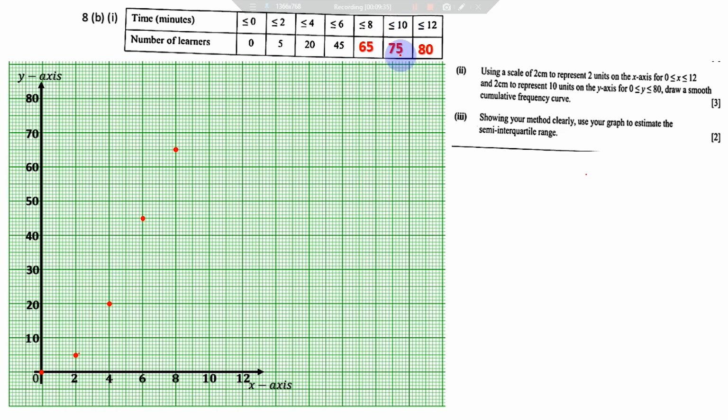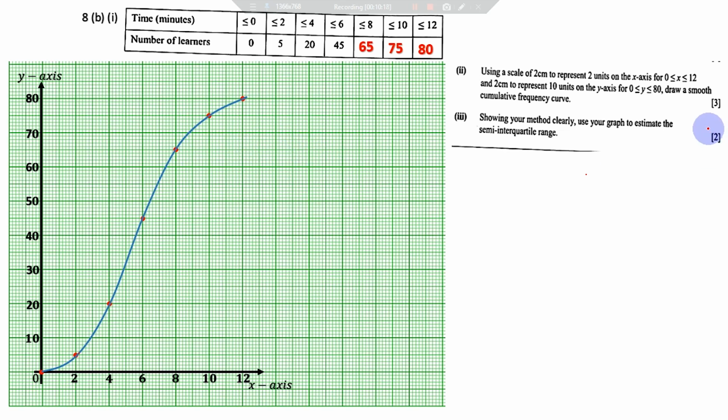Then 10, 75. So at 10, we go to 70, again we count 5. You can follow along by pausing the video, trying to plot, then checking how it will come out. The last one is 12, 80, and it is there. Okay, so draw this curve freehand and do not overwrite. Make sure your pencil is sharp. Your curve should come out like this. Very neat. So we have plotted our points on the Cartesian plane.